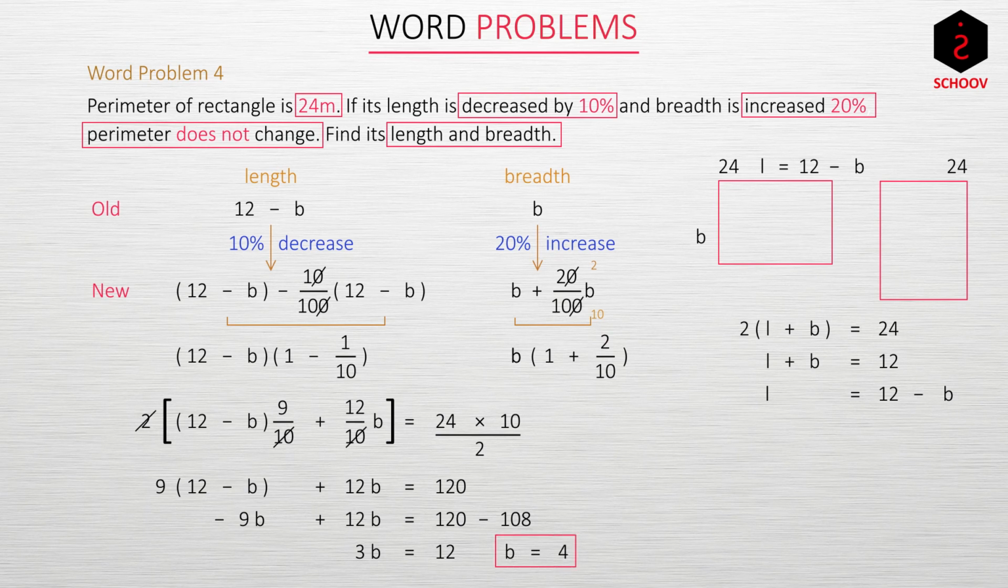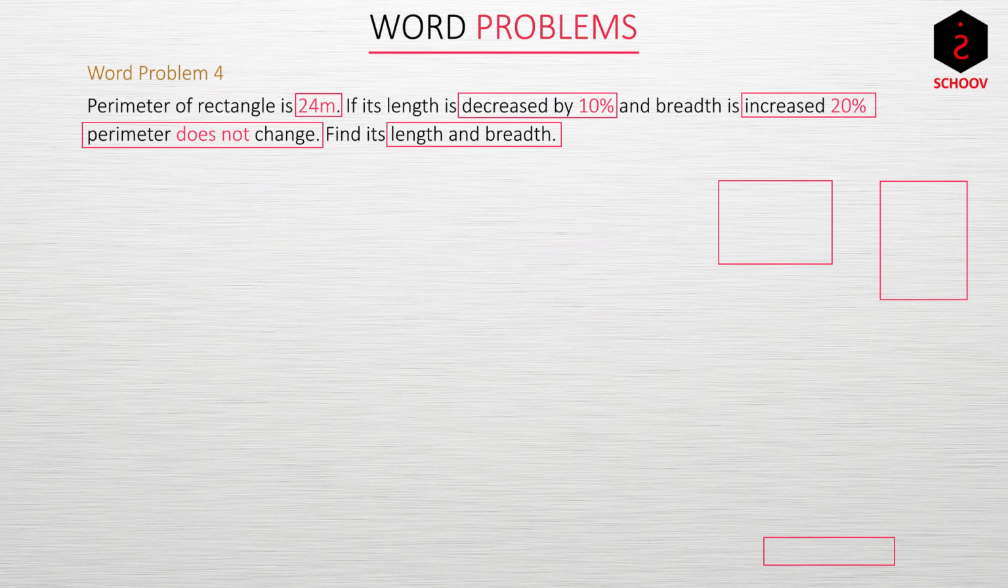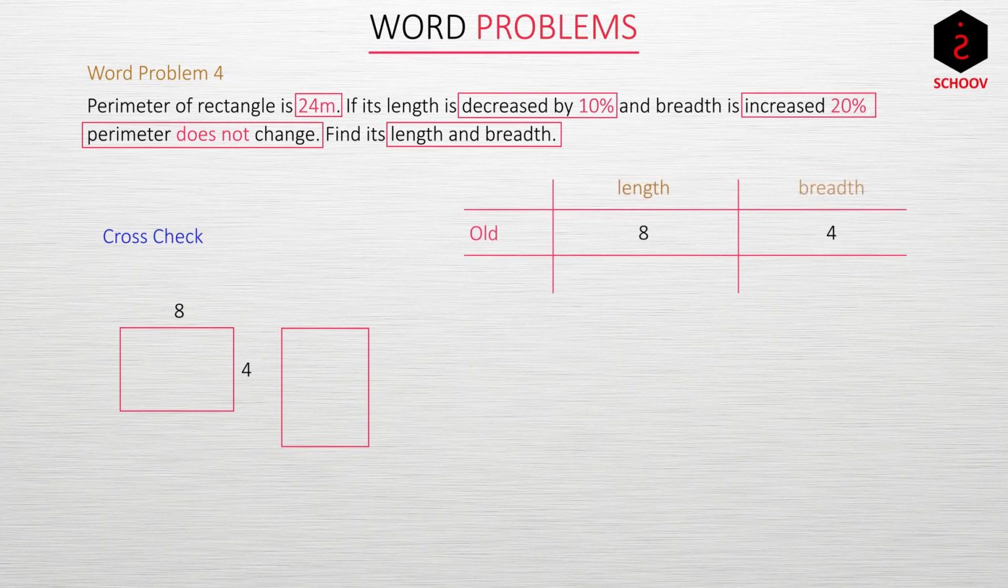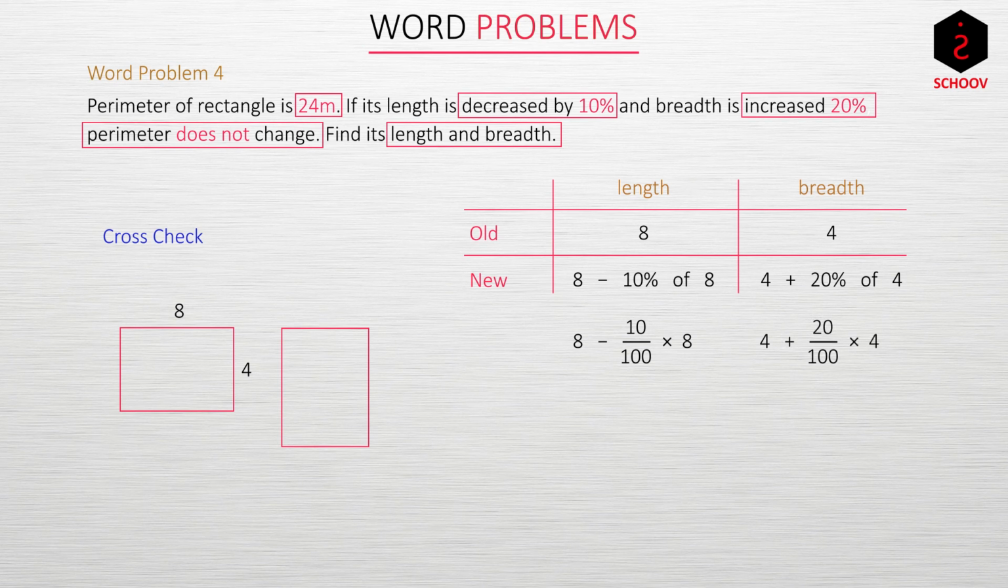That's breadth. So length is 12 minus B, that is 12 minus 4, 8. Now let's cross-check. So 8, 4. Now let's make a small table. Write the old values and the changes. We get new lengths and breadths. So new length is 8 minus 10 by 100 into 8. And breadth is 4 plus 20 by 100 into 4.